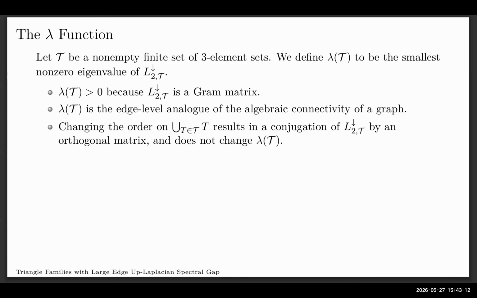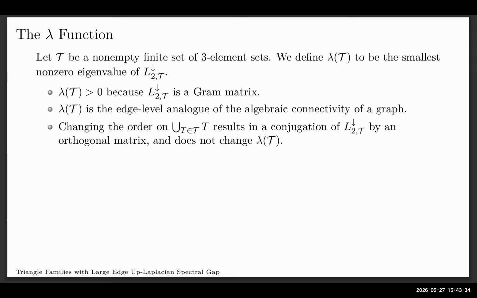Okay, so with those simplifications in place, I will define this lambda of t to be the smallest positive eigenvalue, which always exists. Yes. Oh, it's the fancy name for the second smallest eigenvalue of the Laplacian matrix of a graph.